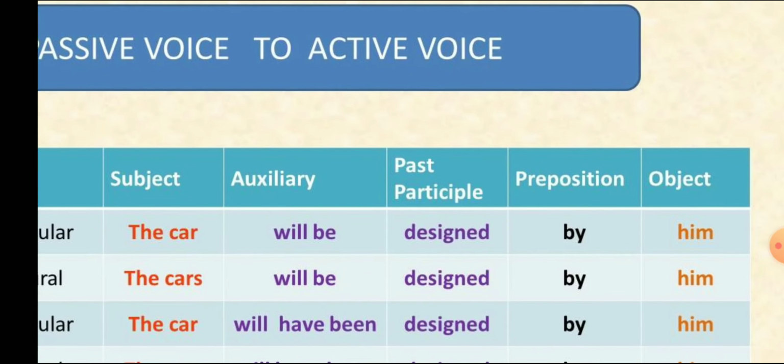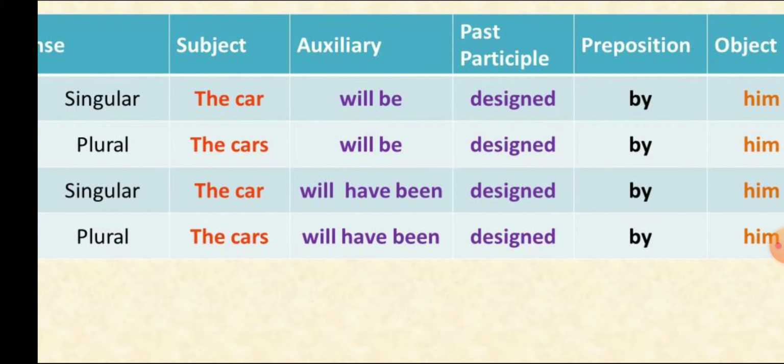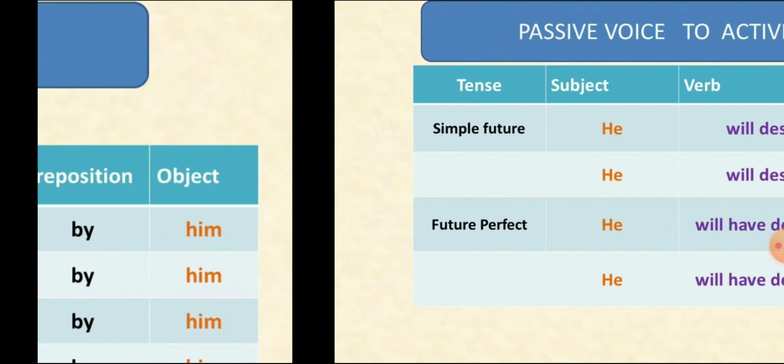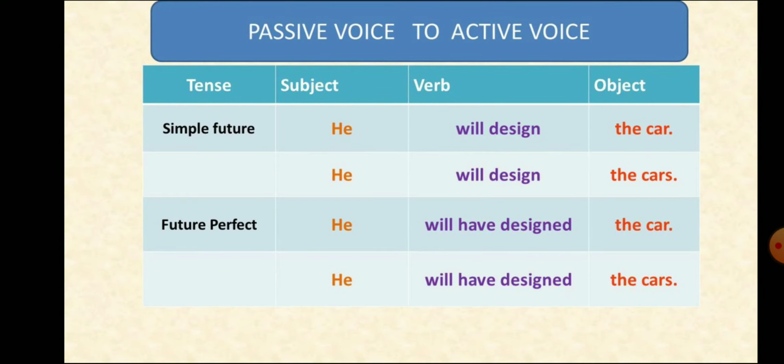Then next, for future perfect, how we have to make the change means remove been, and the car becomes object in active, and him becomes, that is the subjective case for him is he. He becomes subject in active. So he will have designed the car. Then next, the cars will have been designed by him. He will have designed the cars. So this is the way we have to change from passive to active.